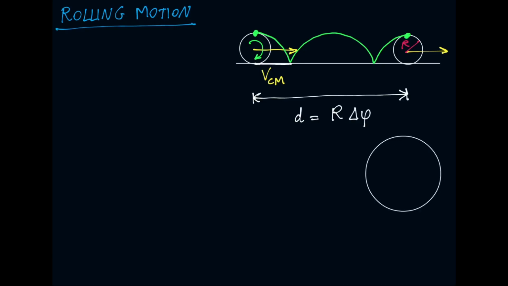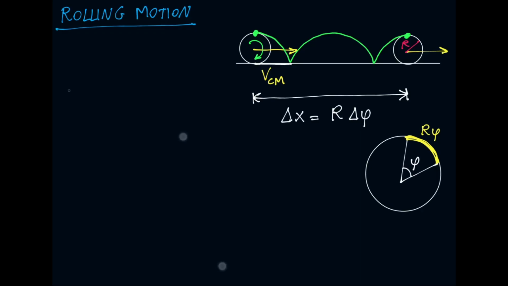This is a reflection of the fact that the arc of circumference that is spanned by an angle phi is simply r times phi, right? So look at this. Let's call this d, let's call it delta x, because it's the change in position x of the center of mass of the object.